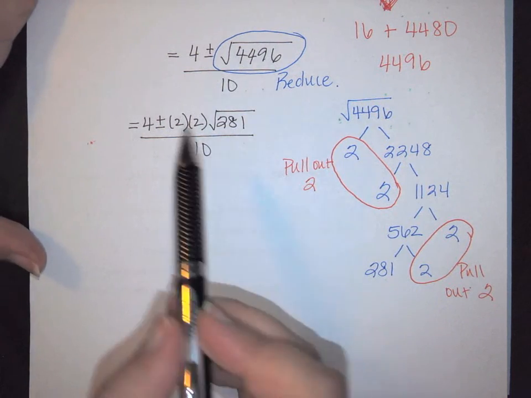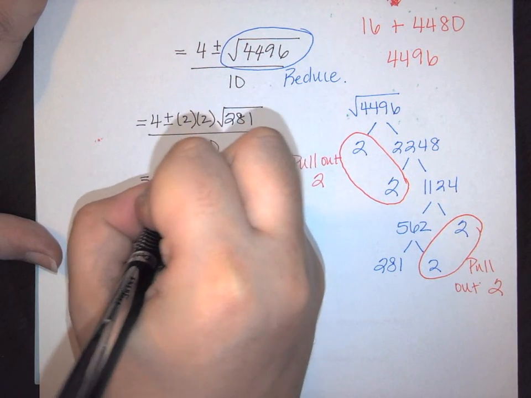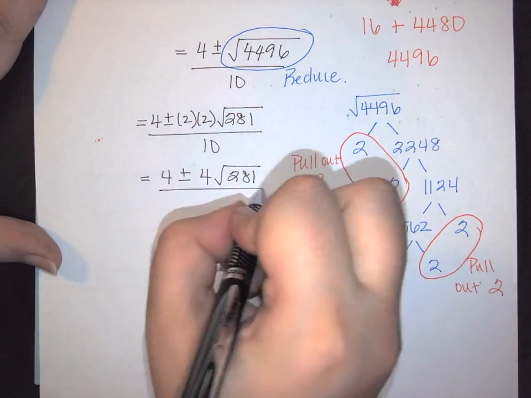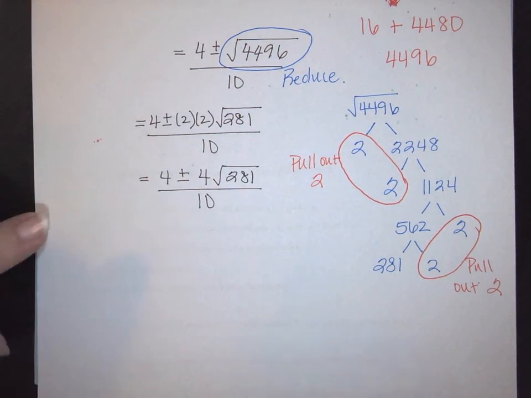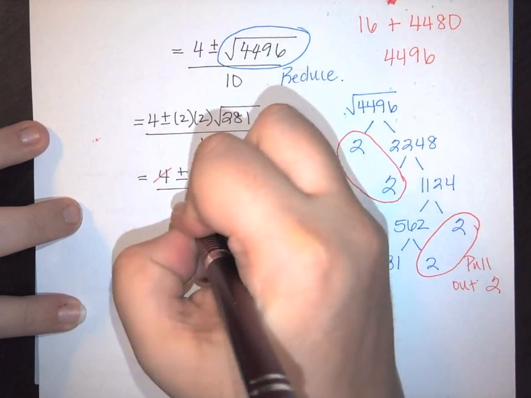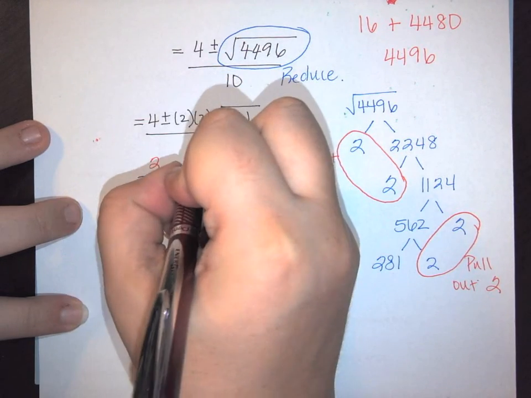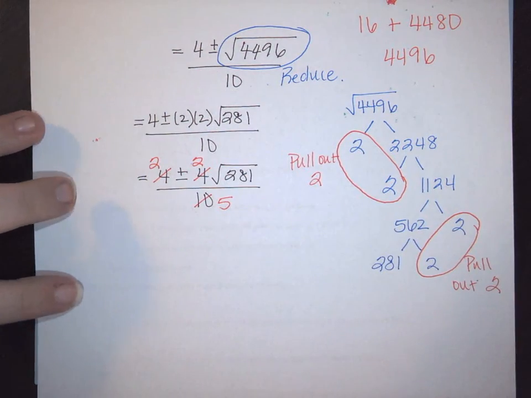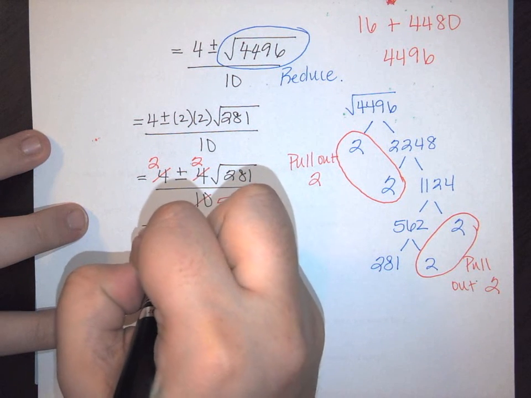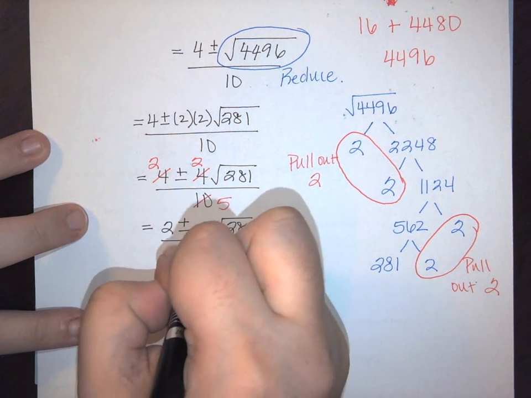In this case, 2 times 2 is 4. So I have 4 plus or minus 4 square roots of 281, and this whole thing is over 10. Now if I look, 4 over 10 and 4 over 10, this can reduce, because I can pull a 2 out of all of these. When I do that, this becomes a 2, this becomes a 2, this becomes a 5. So here I have 2 plus or minus 2 square roots of 281, all over 5.